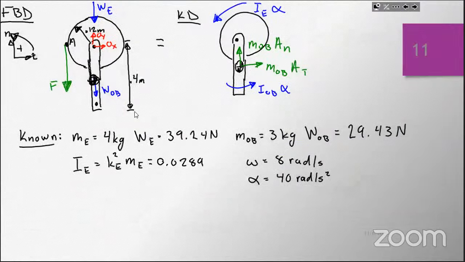So I can calculate from this I_E times alpha, right? Or my inertial term here. I can calculate that. And that's going to be what? Well, we know I_E, right? I_E is 0.0289 times 40 for alpha. So this gives me 1.156 newton meters.